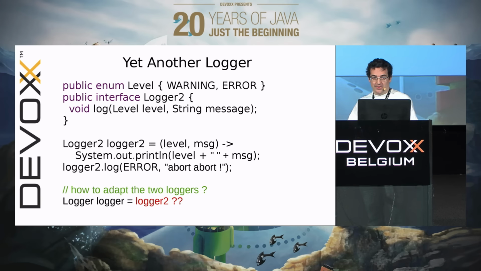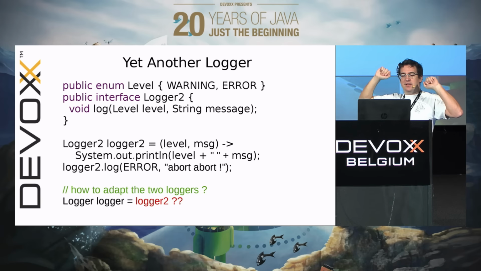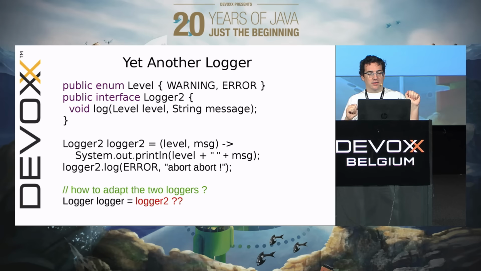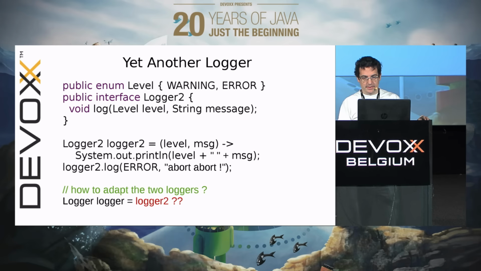My question is how to adapt a Logger2 as a Logger. I want to see my Logger2 as a Logger. A Logger is something that just takes a message. A Logger2 is something that takes a log level and a message. I should be able to do something here. Let's take a step back.